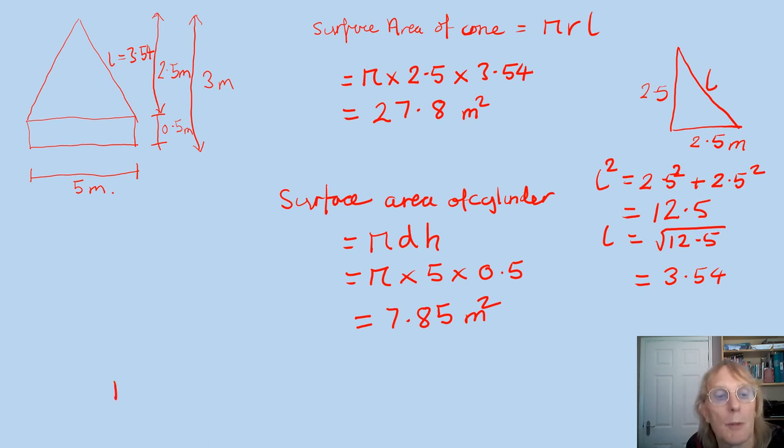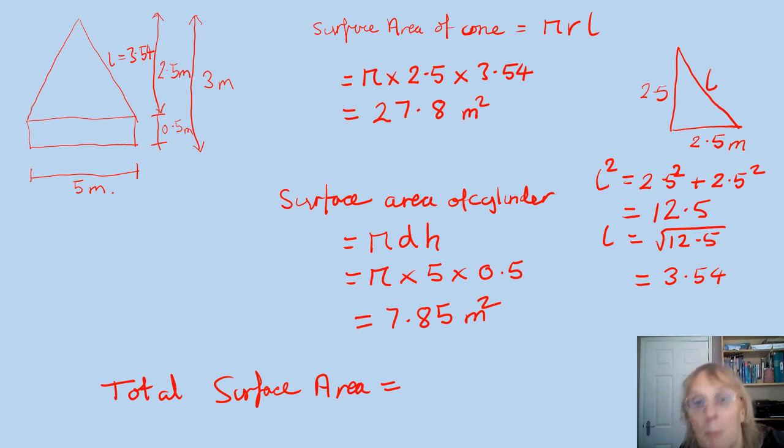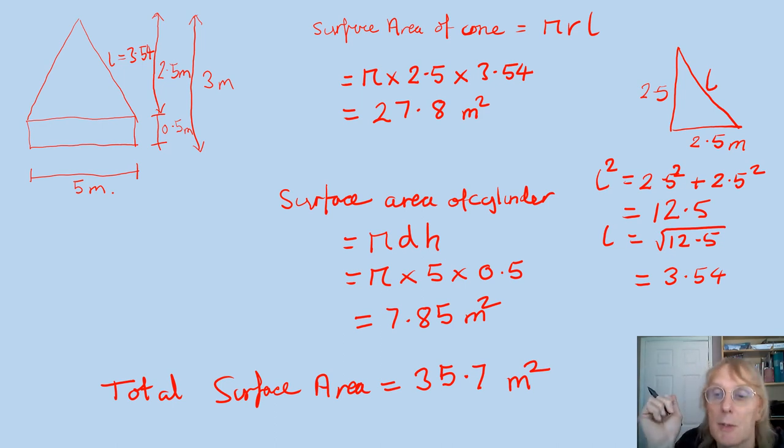So total surface area equals 27.8 plus the 7.85 equals 35.7 square meters. And that's the total fabric. So I'd need to buy enough waterproofing to be able to cover 35.7 square meters. Now that's the first part of the question. I'll finish this video here at that point, and I'll make a next one where we'll do a supplementary question to it.